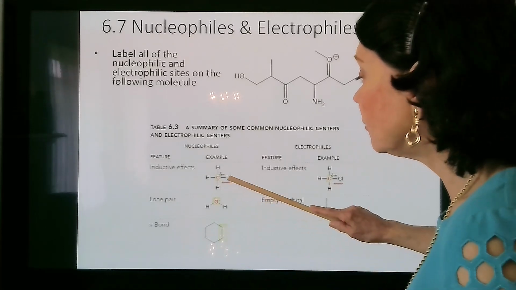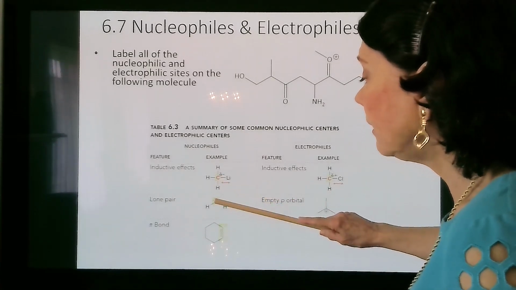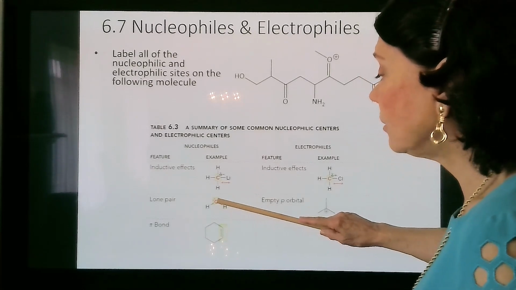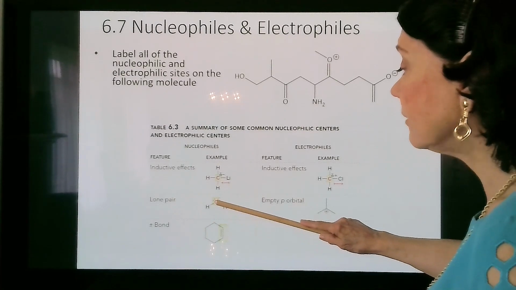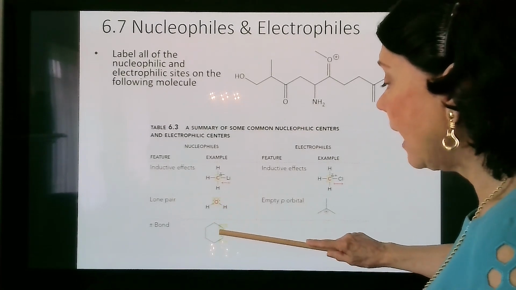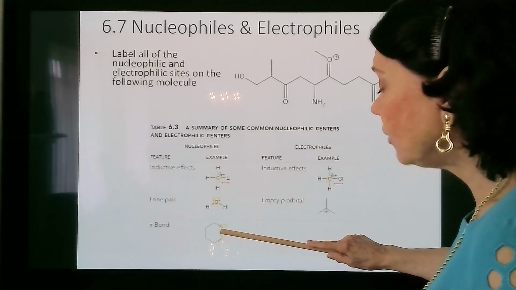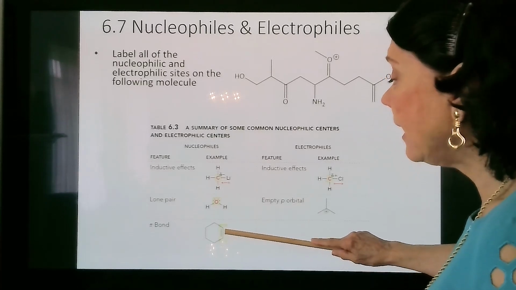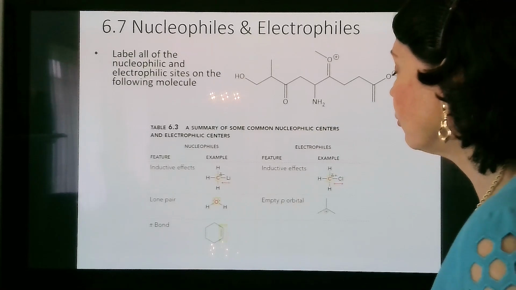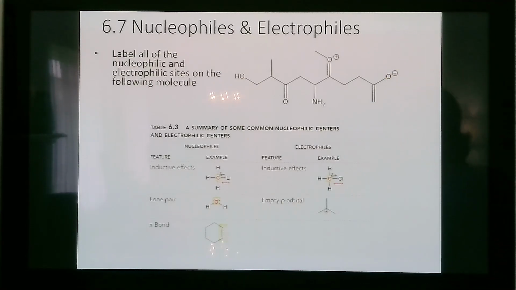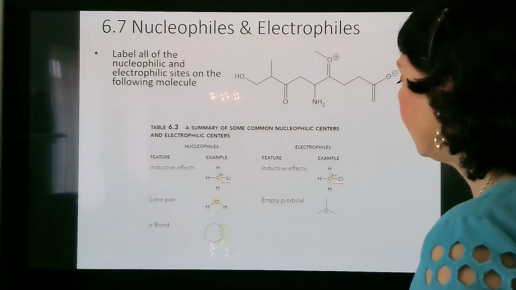So here you can see the carbon is bearing a partial negative. Here oxygen is high in electronegativity. It's second only to fluorine, so it has a partial negative charge. And this, once again, even though it's not polarized, has a pair of electrons in the pi bond, the pi electrons, that can be donated and can function as a nucleophile.